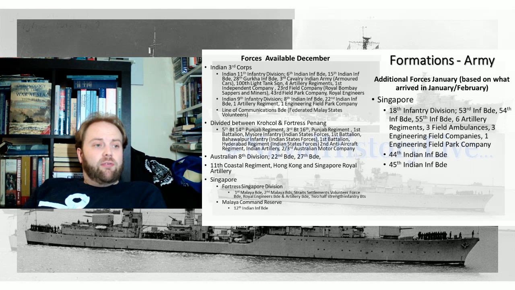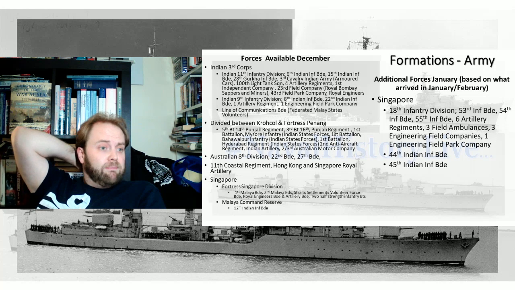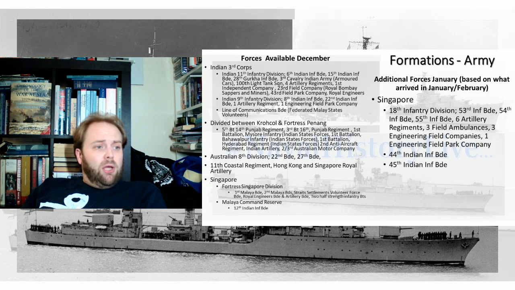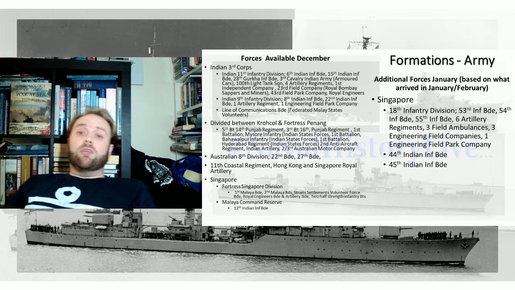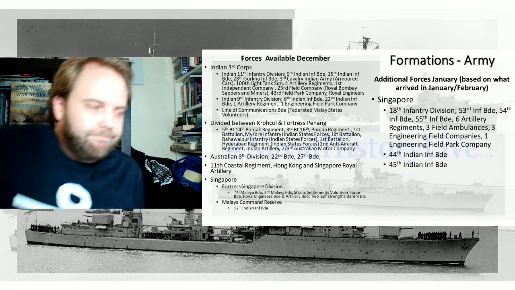So let's consider this. We have the 6th Indian Infantry Brigade, the 15th Indian Infantry Brigade, and 28th Gurkha Infantry Brigade, which is probably one of the Indian Army numbers. You have also the 22nd Indian Infantry Brigade and the 8th Indian Infantry Brigade. There's a lot of very close together numbers here. The 12th Indian Infantry Brigade. A lot of very close together numbers. So, you have a lot of inexperienced troops.